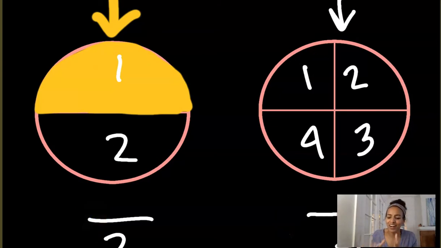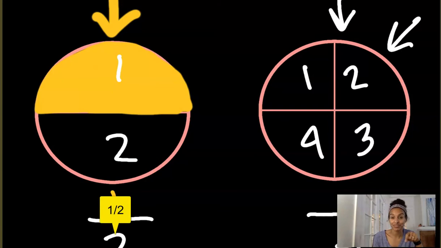Now, I can't find a fraction for this yet because I don't have a shaded region. I don't have a shaded part, so that's not really helping me out. Right now, it's just a whole. I can go to the left though, and I can say, okay, how many parts out of 2 parts, 2 of the whole, are shaded? 1. Good, so my fraction for my first circle is 1/2.